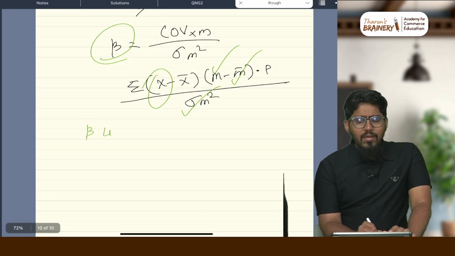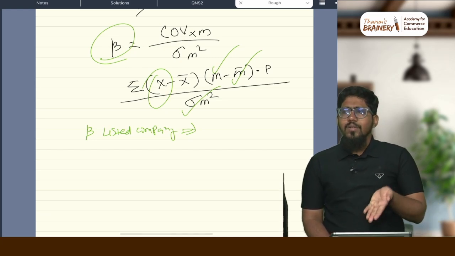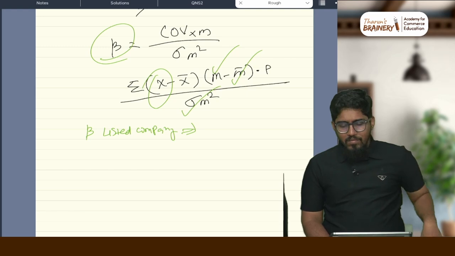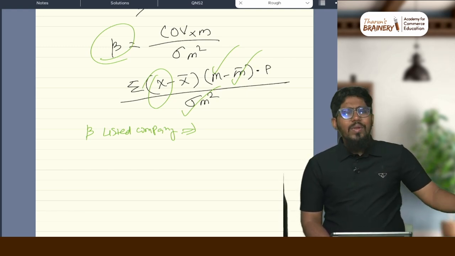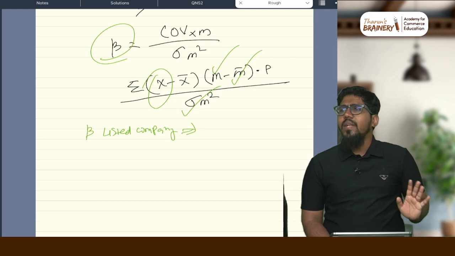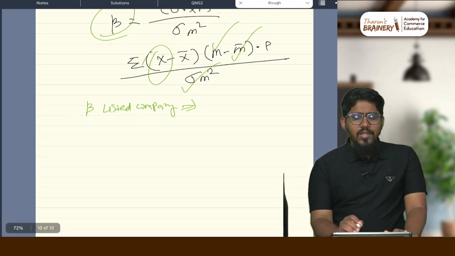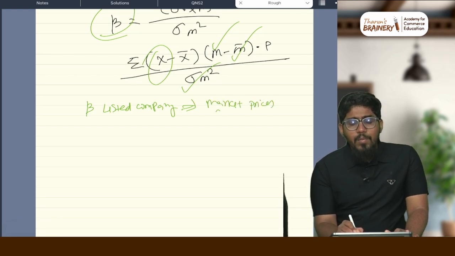Sir, beta for a listed company you can calculate, even now. Go to your website, Money Control, download the past 10 days, 15 days, 20 days, 30 days returns, and find out the 30-day beta. Very easy to find out, because for a listed company the market prices are available.